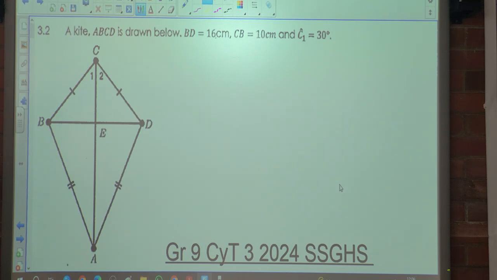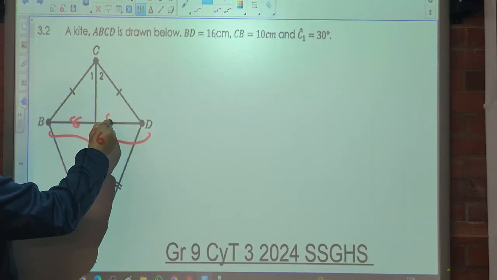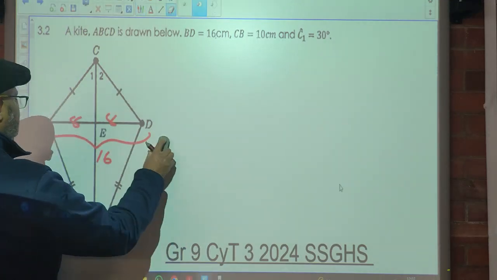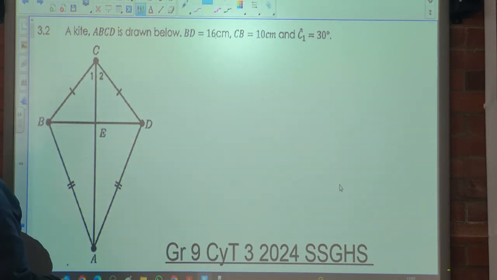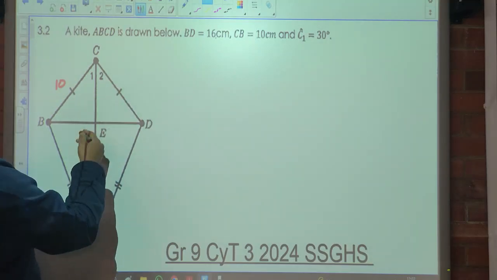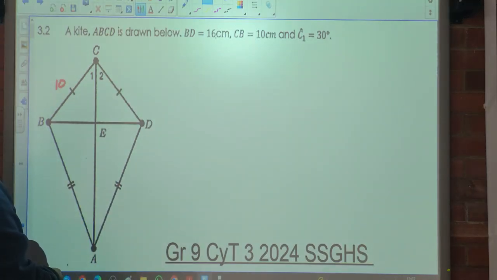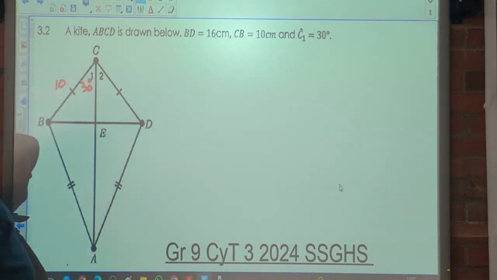We are told that BD is 16. BD, so the whole length is 16. So that's going to be 8 and 8 if needed. Okay. Then we are told that BC is 10. So that is also 10 if needed. C1 is 30 degrees. Right. First question.